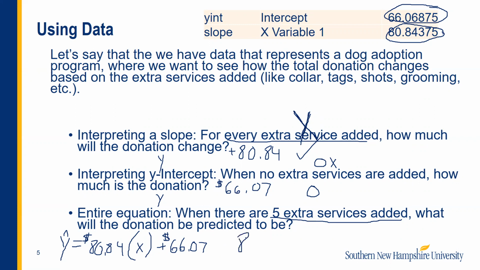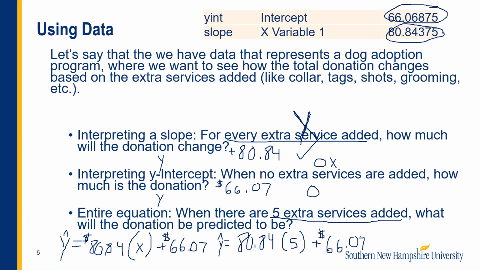When we predict the donation, we take 80.84 and multiply it by what? Think about that for a second. Pause and take a second to think because I'm going to tell you. We're going to multiply it by our X value, which is 5, because that's what the problem says. It says 5 extra services. So this will be multiplied by 5, replacing X with 5, and then we're going to add that 66.07 still. We have to remember to include that because that's our intercept.